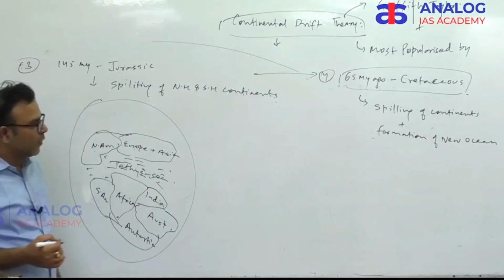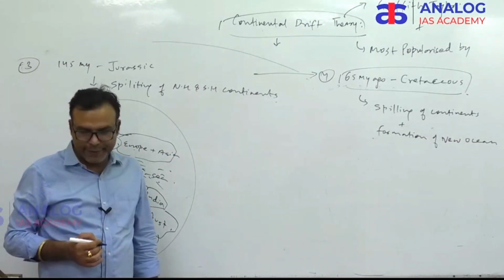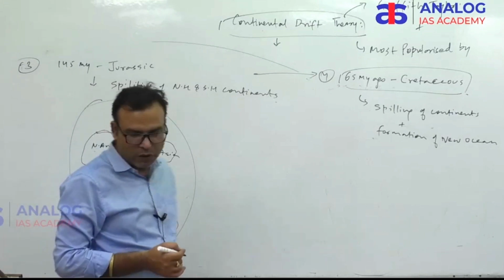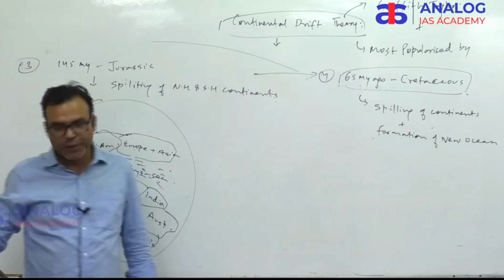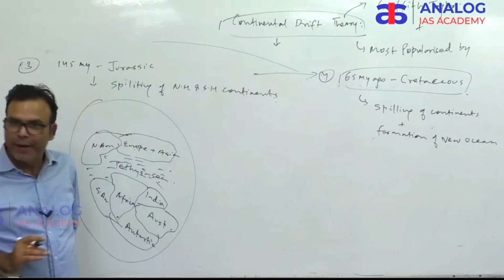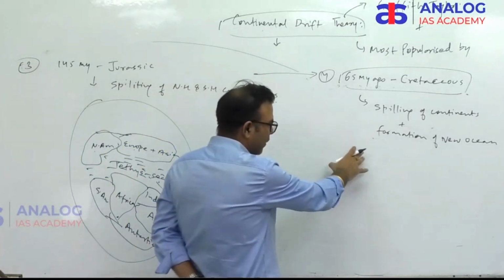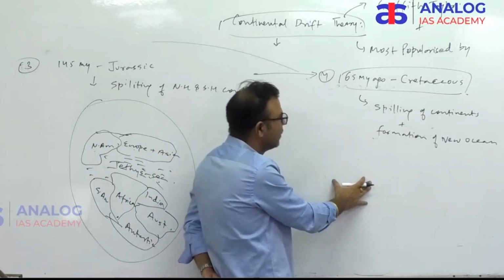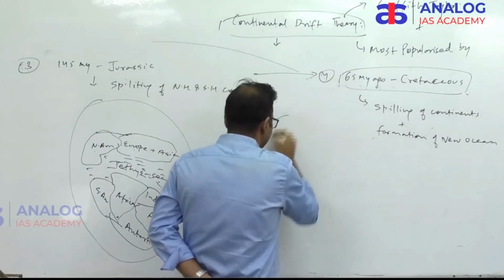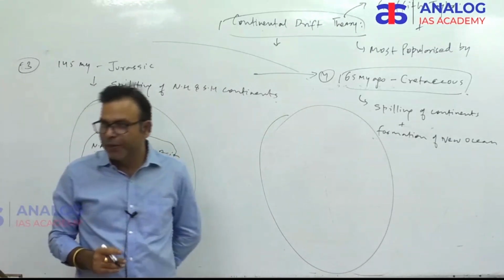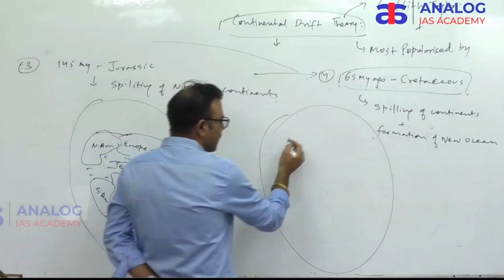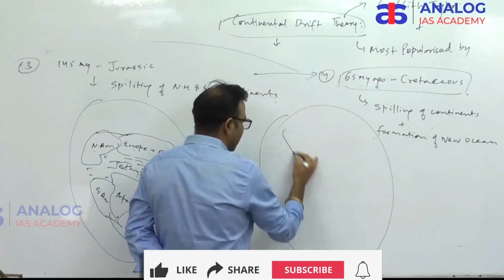Splitting of continents and the formation of new oceans arise. So which two new oceans? The Indian Ocean and the Atlantic Ocean get developed. So this produced this. So how will the diagram appear? Now this is creating this part, if you observe this.